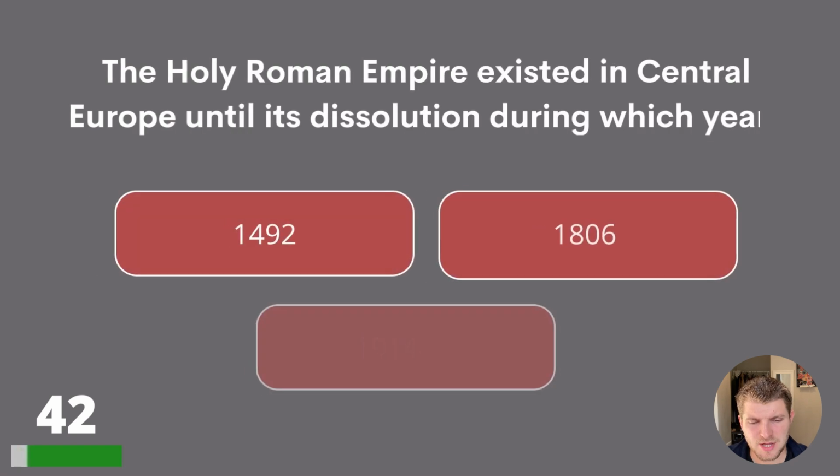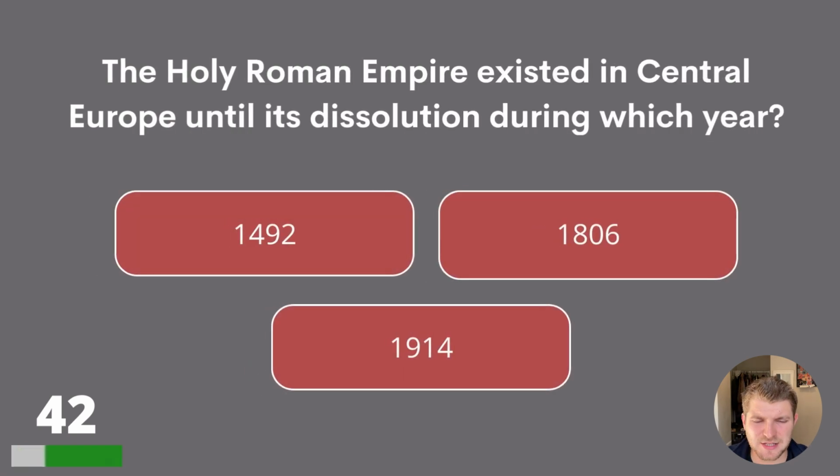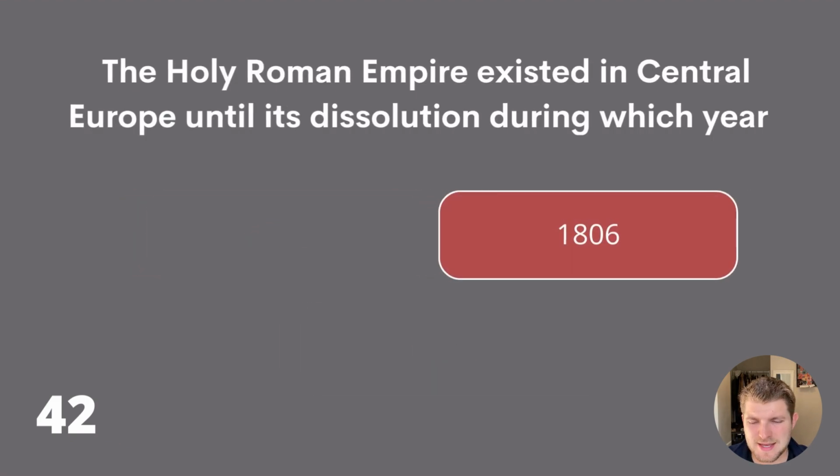42. The Holy Roman Empire existed in Central Europe until its dissolution during which year? 1492, 1806, or 1914? The answer is 1806.